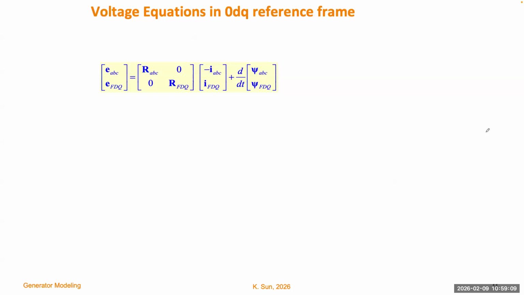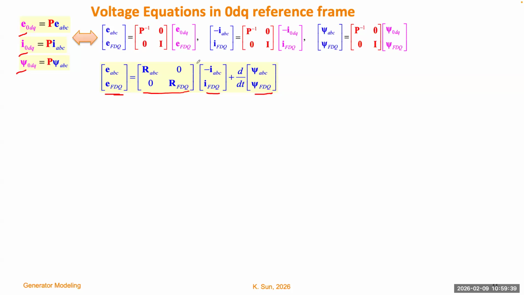Okay, we still need to work on that voltage equation. So we have this voltage equation. This is the column of voltage elements, and this is the resistance and the current, and this is the first order derivative of flux linkage. We still need to transform this equation into the new frame. So now we apply the transformation to voltage, current, and flux linkage.